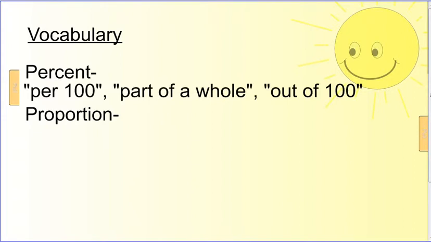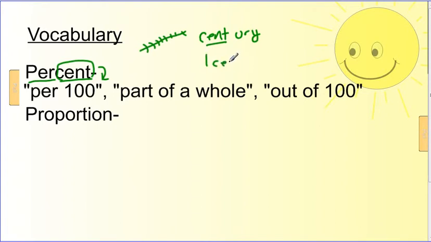Percent literally means, if you break down the word, per cent. A cent means 100. Like a centipede is the bug that has 100 little legs. 100 years is called a century. Every penny is worth 1 cent because it takes 100 of them to equal $1. So cent literally means 100. So per cent means per 100. It's also talking about a part of a whole, or you could say out of 100.